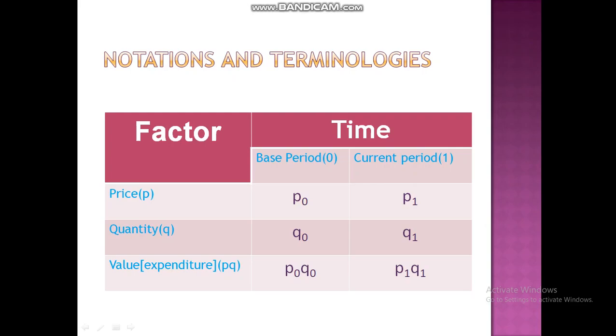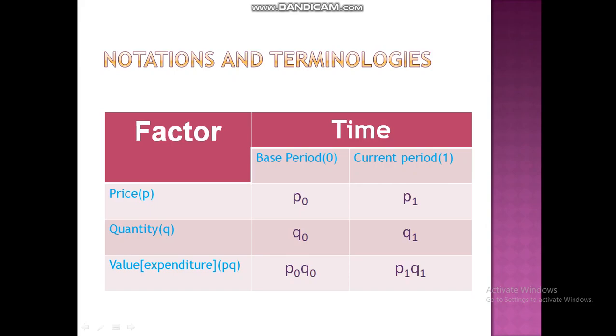So, therefore, the price of base period is denoted as P naught. The price of current period is denoted as P1. The quantity of base period is denoted as Q naught. The quantity of current period is denoted as Q1. The value or the expenditure of base period is denoted as P naught Q naught, and the value of current period is denoted as P1 Q1.